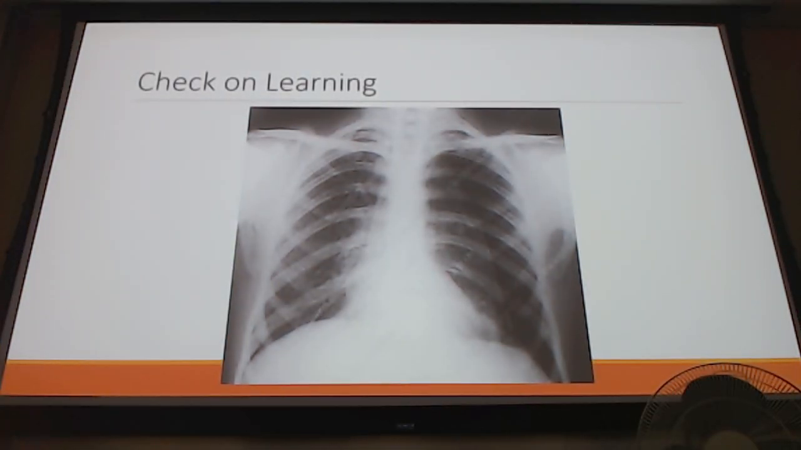Oop, wrong one. There's a lot of air in the left side. Would we say it's normal? No. All right, good. We can agree on that. We're going on the right track. So what do we see on there? Pneumothorax. Yeah, we got left side pneumothorax.